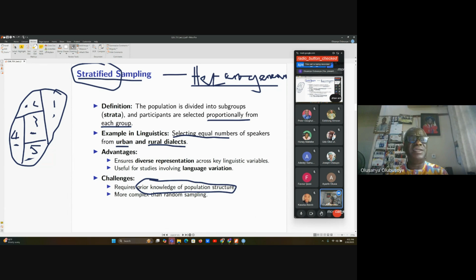Another challenge is the complexity introduced, as you have seen. While simple random is straightforward, in stratified sampling you need to take one or two more steps to identify groups, break the population into groups, and then sample within the groups.